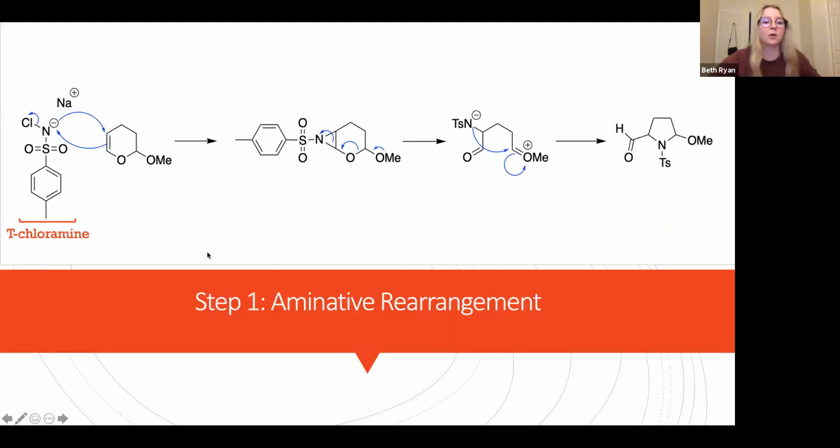Cool. So the first step is called an aminative rearrangement, and it was actually published by Armstrong, like his last name, in a previous paper in 2004. So he cited his own reaction to use in the first step of the synthesis. So this molecule right here is called T-chloramine, and it includes this sodium counterion here. And what happens is that the negative nitrogen is able to form a weird version of an epoxide with this double bond here. And you have the whole tosylate group on the end.